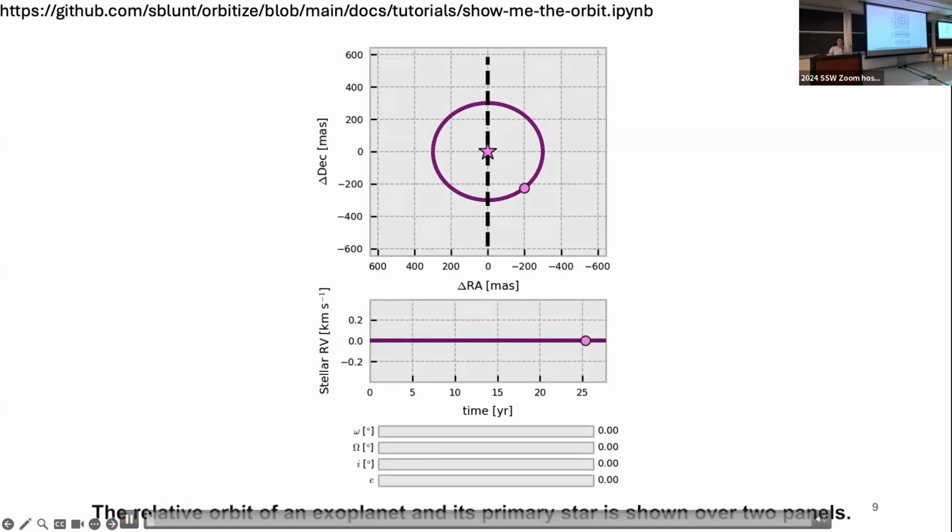The relative orbit of an exoplanet. It's so loud. I'm going to turn it a little bit down.